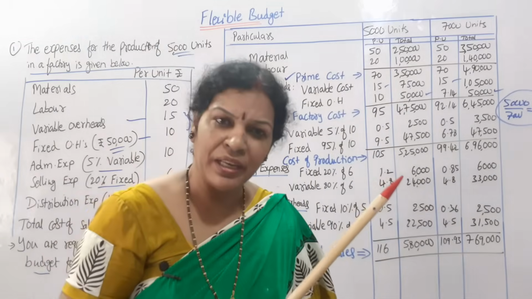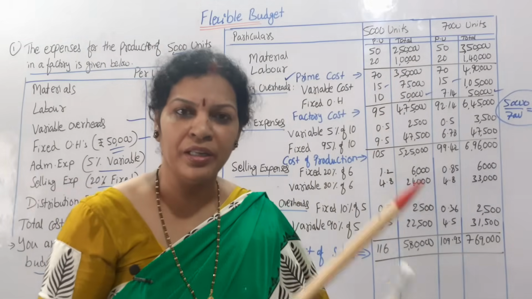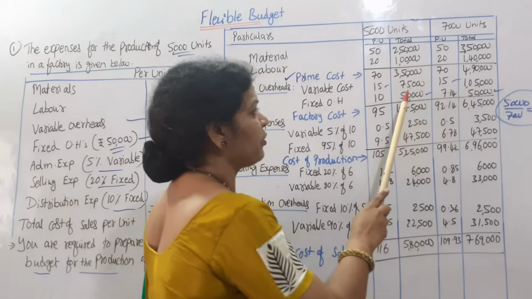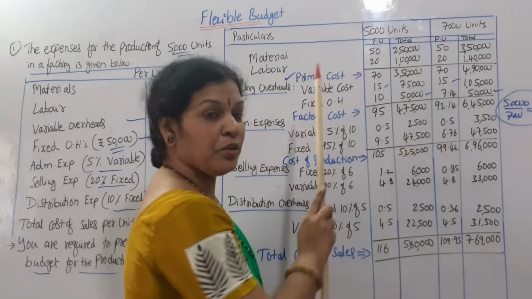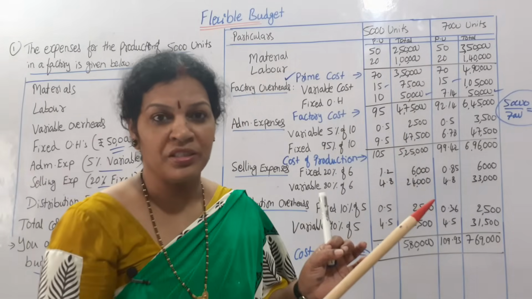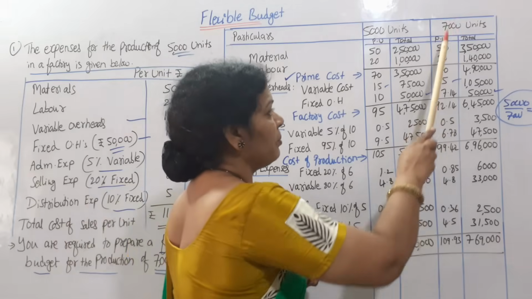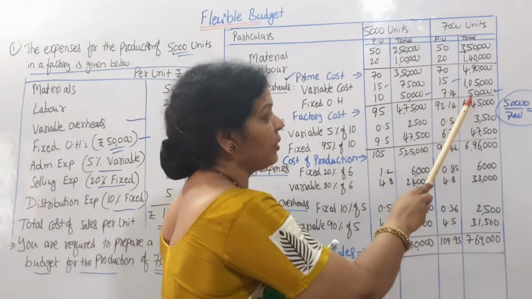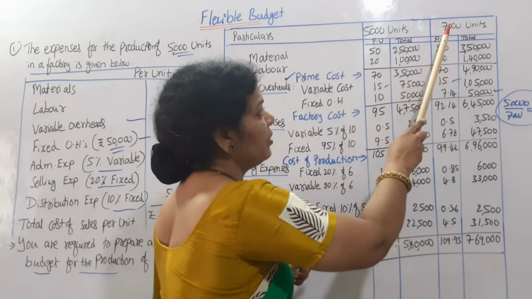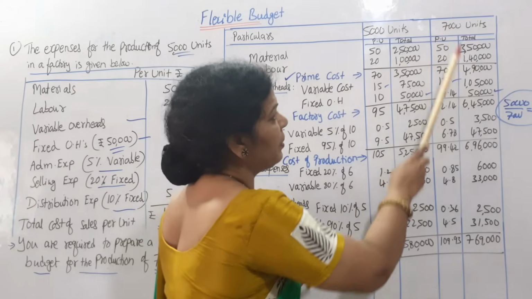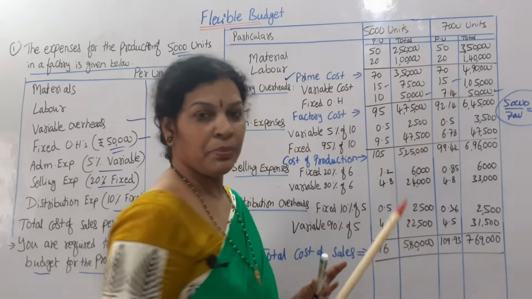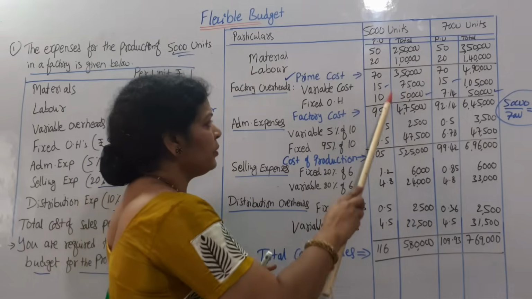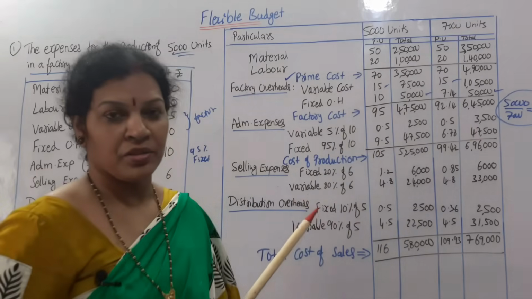Because anyway we have to show 50,000 only. For 5,000, 10 rupees per unit is given. But for 7,000 units, per unit you have to calculate it like this: 50,000 divided by 7,000. You got 7.14. Now if we total everything, we get the factory cost.